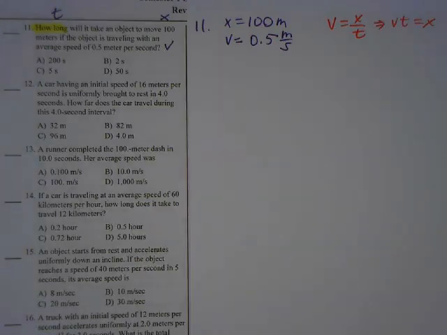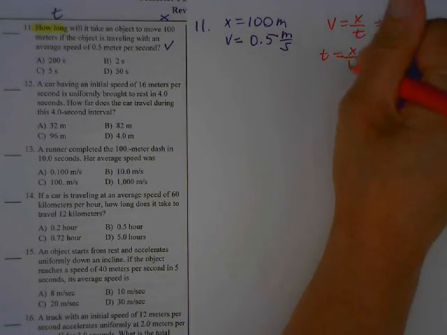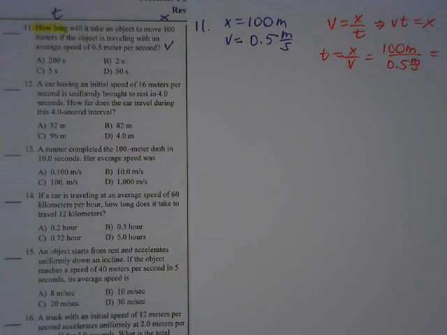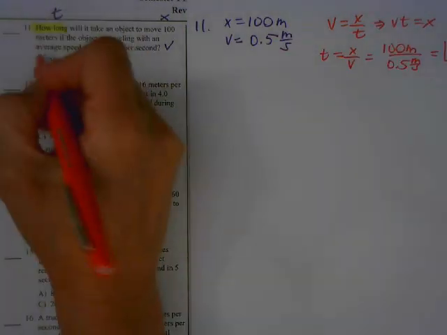So then t is equal to x over v. So it's 100 meters over 0.5 meters per second. So 100 divided by 0.5 is 200 seconds. So the answer is A.